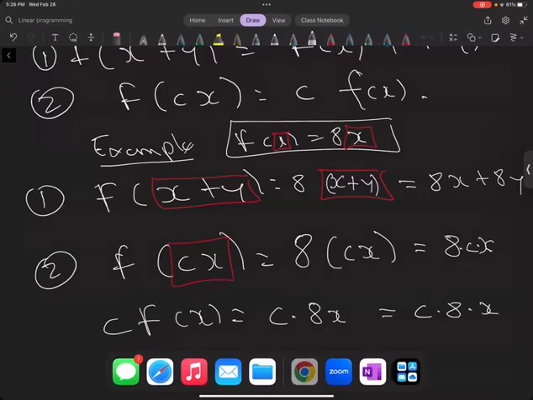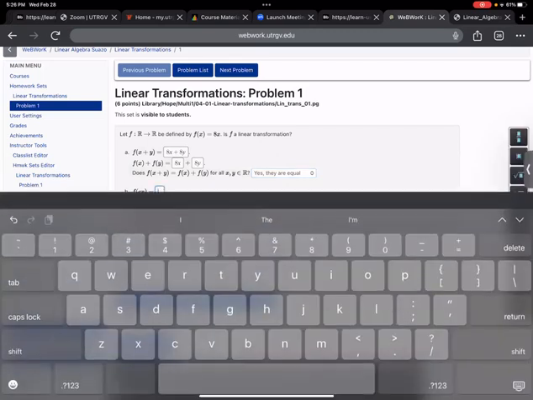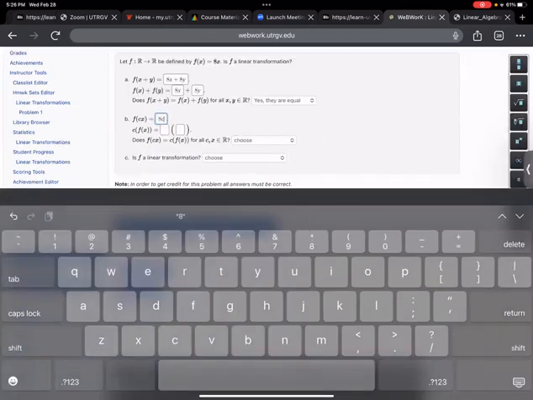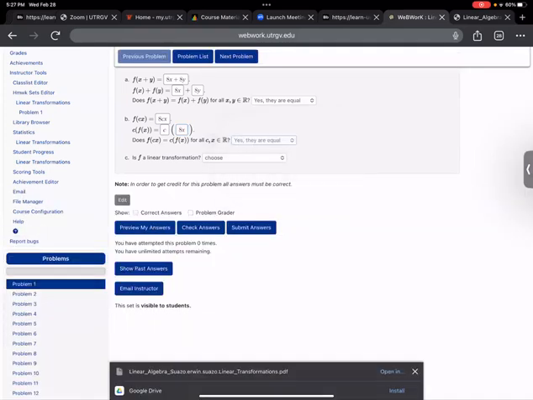So we get Acx, and here we got cAx. Are they the same? The answer is yes. Is f a linear transformation? Yes, because they are the same. And so it satisfies the two properties of a linear transformation.